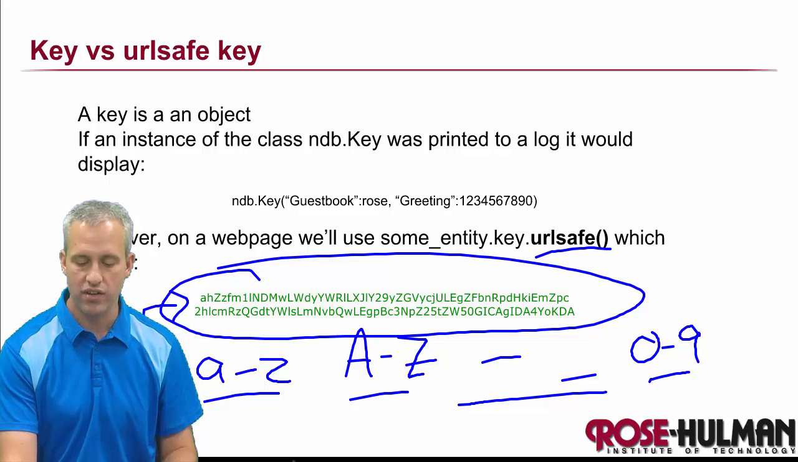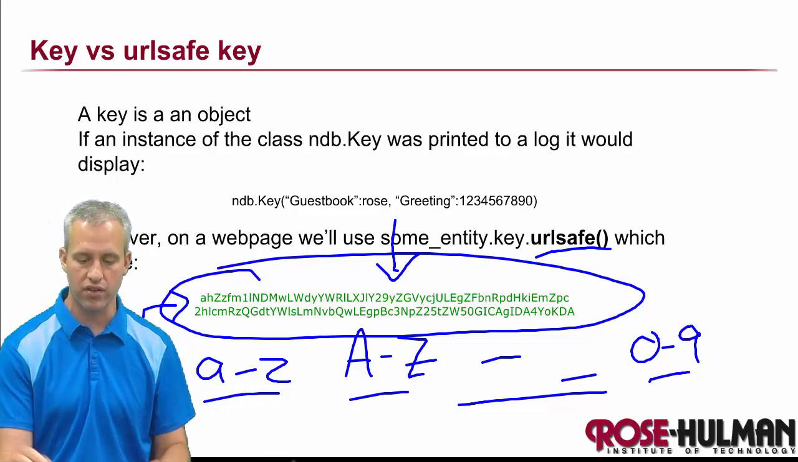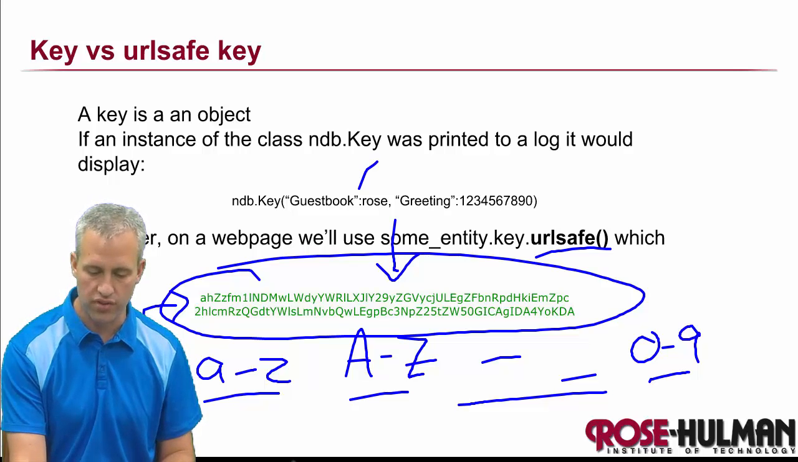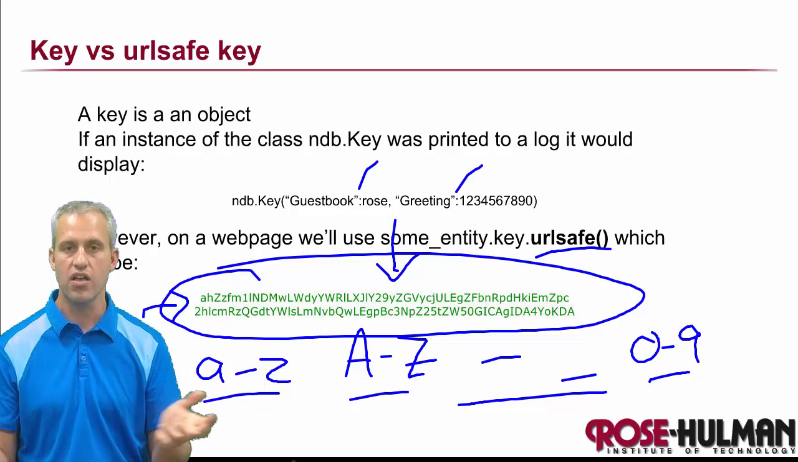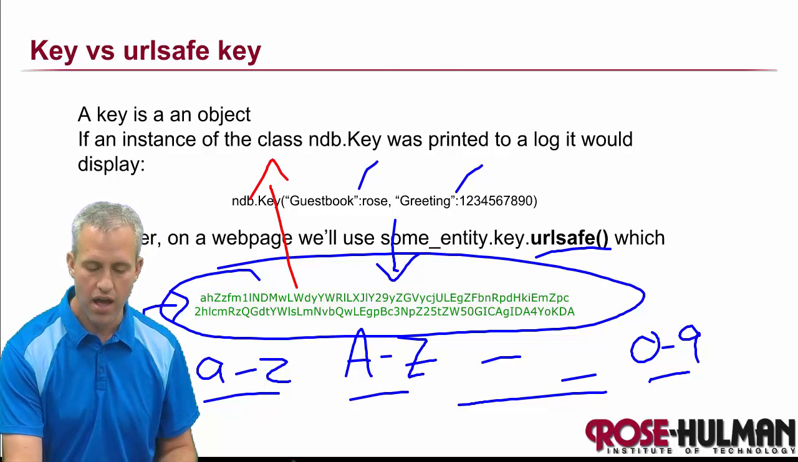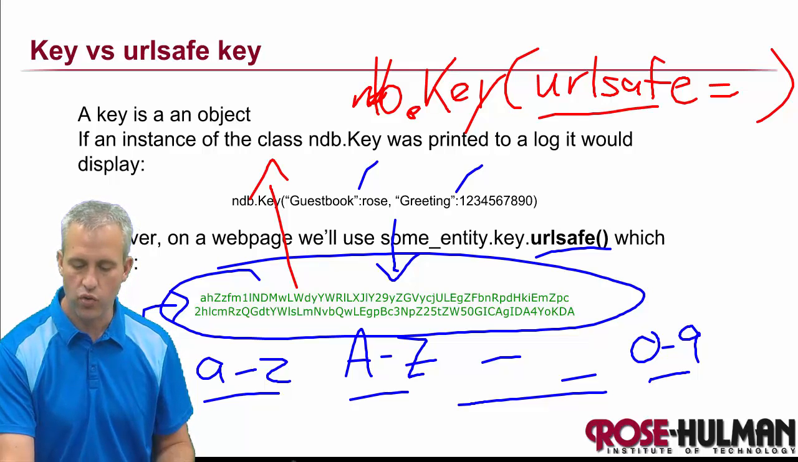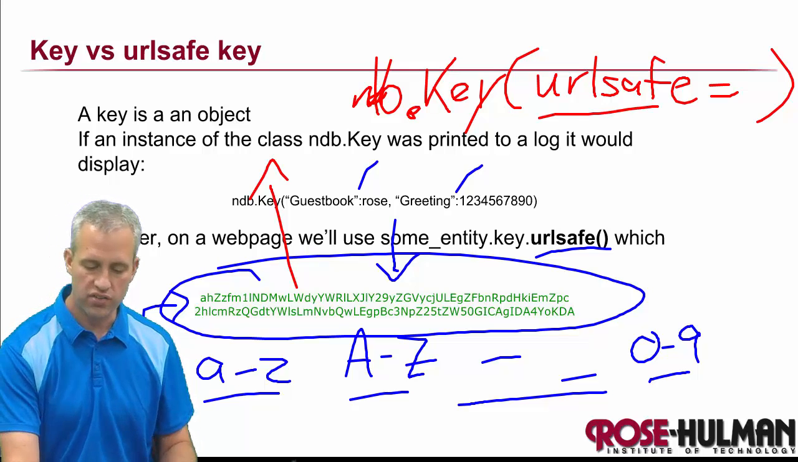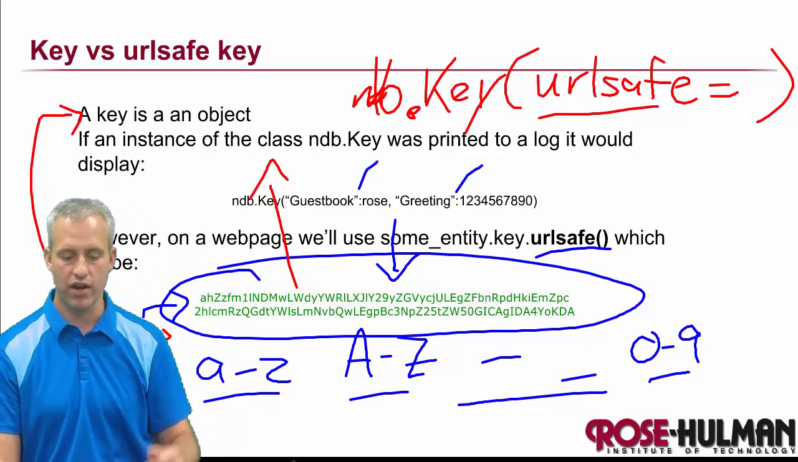And if you pass it down to your page, it's safe on the page. You don't have to worry about these double quotes and colons and nonsense. So it's just a simple string. There's no spaces in it as well, which is nice. And you can pass it down, and then if it ever gets passed back up, there's a constructor for an NDB key that lets you pass in the URL safe version. And what it does is it converts that URL safe version back to the key object, right?